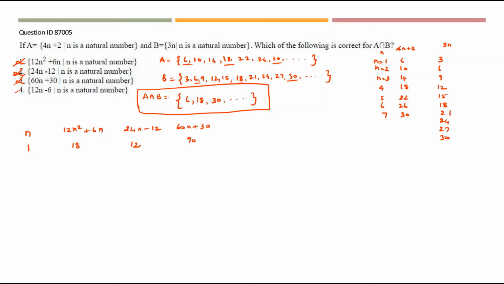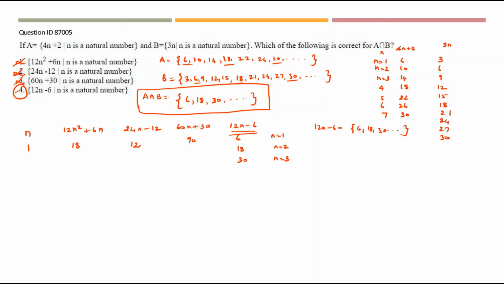Now we will check for 12n minus 6. So when n is equal to 1, it is 6. When n is equal to 2, 12 into 2, 24, 24 minus 6 will be 18. When n is equal to 3, it is 36 minus 6, it is 30. So 12n minus 6 has the set 6, 18, 30. So at minimum the first 3 elements are taken from this particular expression. So we go with option number 4. 12n minus 6, n is a natural number, will be right for A intersection B because both have the same set of numbers.